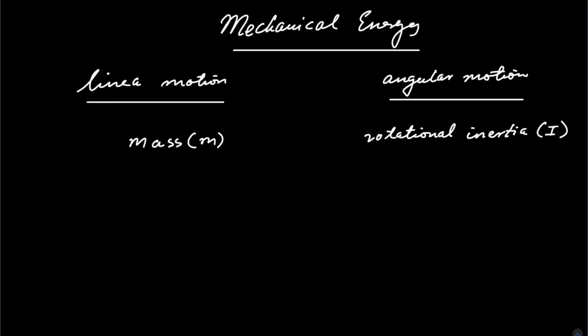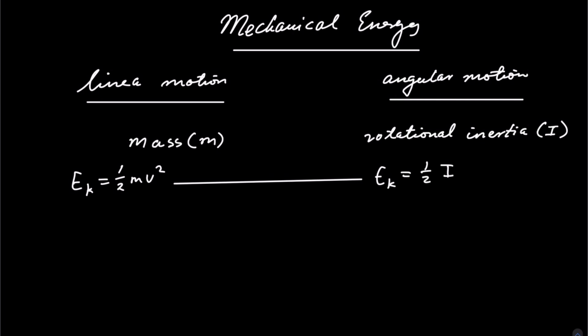Now, let's just make an example there. In linear motion, we would say that the kinetic energy EK is half mv squared, and the equivalent of that equation in angular motion will be EK equals half I, instead of mass. And then what is the equivalent of velocity in angular space? That will be your omega, so that will be omega squared. So please just note that slight difference. Similarly, you can talk again about EP, which is the potential energy.